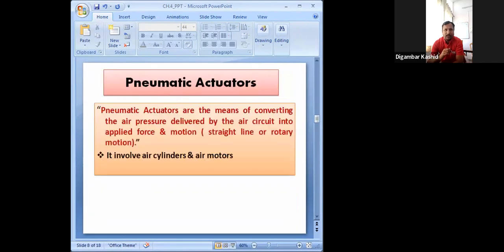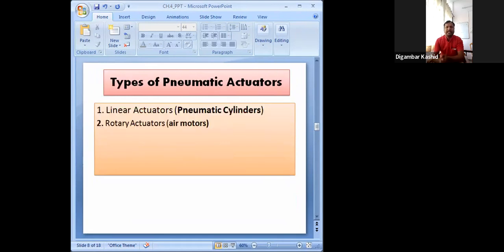Now let us come to the another category of the pneumatic actuator, that is the rotary actuators, also called air motors. As we have seen in the hydraulic actuators, there also rotary actuators were there, and they are called hydraulic motors. Now here in the pneumatic section, the pneumatic rotary actuator is called air motor. Getting it? Now we'll go for this part.